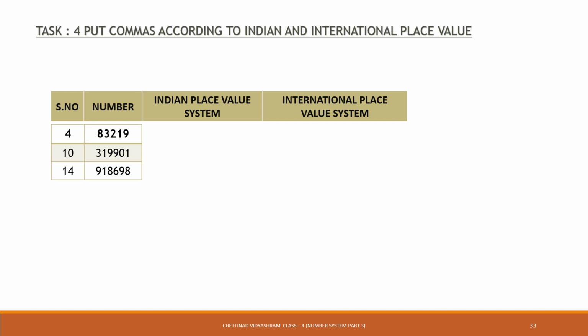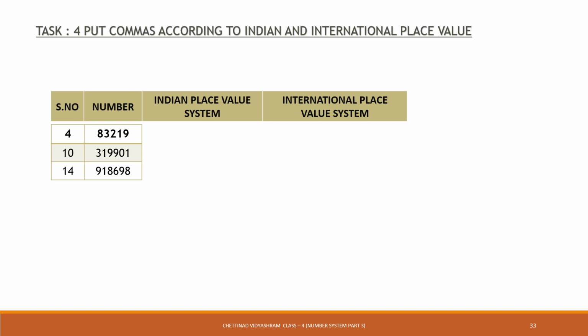Now, how to mark commas in Indian place value system and international place value system. In Indian place value system, how will we mark the commas? Starting from right hand side, a 3 digit, then 2 digit and 2 digit. This is how our periods have been defined. So 3 places, then 2 places and 2 places in Indian place value system. In international place value system, in every 3 places there is a comma.